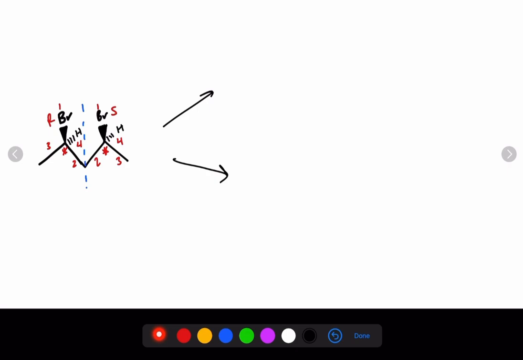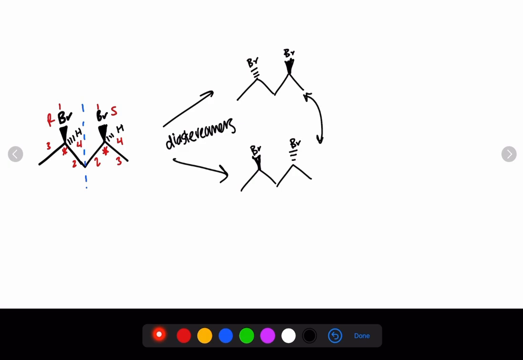So for this top one, I'm going to change the configuration of the first chiral center. And for the second, I'm going to change the configuration of the second chiral center. So these two are diastereomers to the original molecule. And you can check, these two actually end up becoming enantiomers of each other.